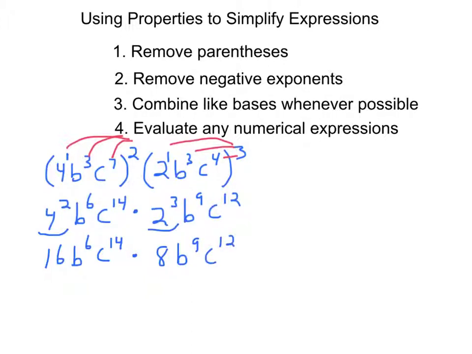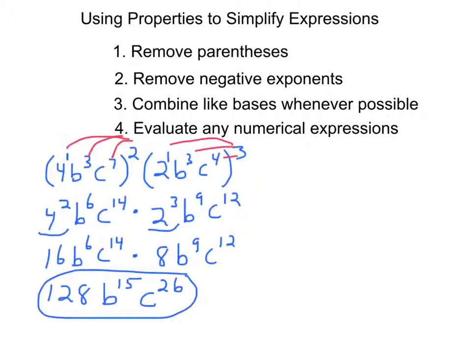And now we're going to multiply. So 16 times 8 is 128. So you'd have 128. And then b to the 6th times b to the 9th, you'd add your exponents there since you're multiplying like bases. And so 6 plus 9 would be 15. So b to the 15th. And then the same thing with the c's. C to the 14th times c to the 12th. You'd again add 14 plus 12. And so that'd be 26. And that'd be your simplified answer.